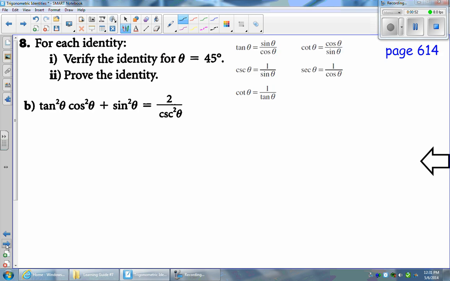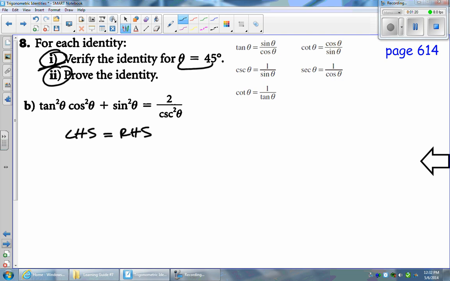So the first type of question I want to look at today is, first of all, to verify, so part one, and to prove. In this podcast, I'm only going to do part one. Watch the next podcast to do part two. So for this identity, we want to verify for theta equal to 45. With verify, you want to show that the left-hand side of the equation equals the right-hand side for some value. The value that we're putting in more specifically is 45 degrees.